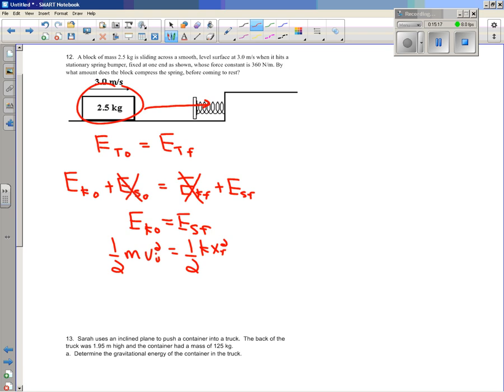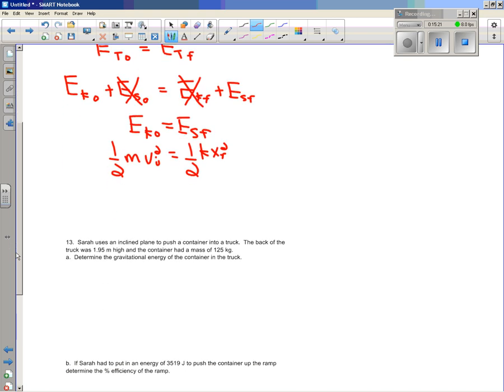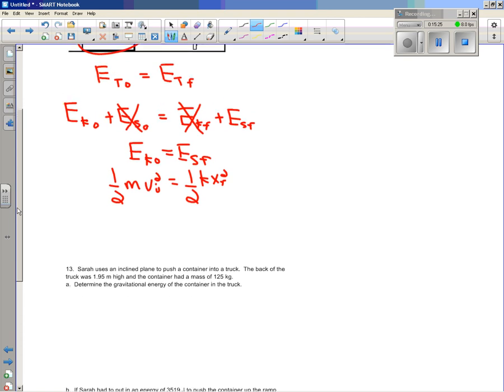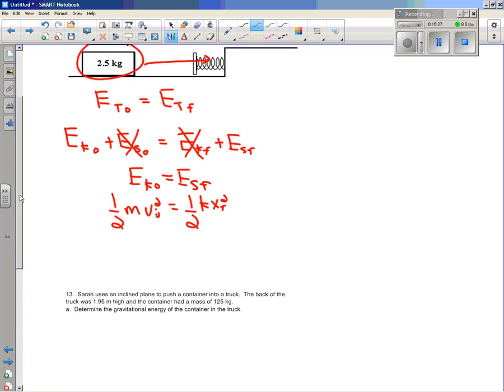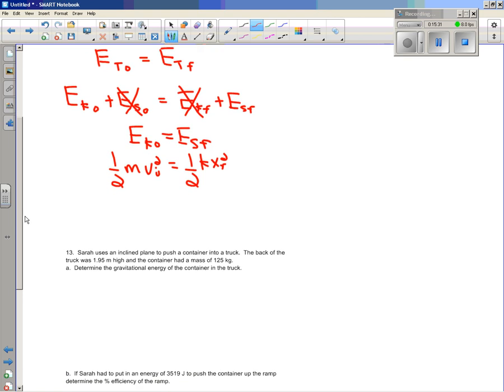All right, so I might run out of room here. I'm going to try and sub in the values. So that's going to be 1/2. Oh, I've got to go up a bit. I need to see the mass. 2.5 and 3. So I've got 1/2 times 2.5 times 3 meters per second, squared, equals 1/2.